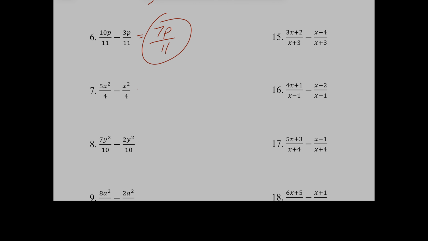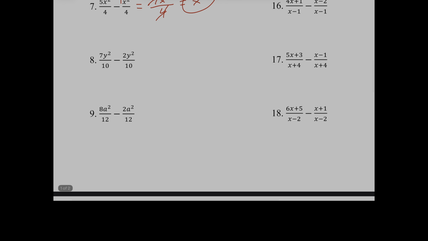Nothing to reduce there. This next one, I have 5x squareds. I'm going to take away one of those x squareds. I'm going to be left with 4x squareds over 4. No pluses or minuses, so these can reduce. And my answer is just a simple x squared. Okay, going on to number 8.